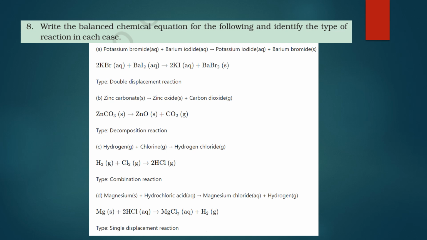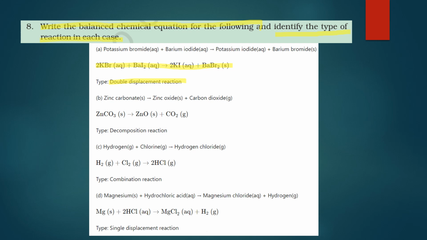So again, this is a similar type of question. Write the balanced chemical equation for the following. An additional question is you have to identify the type of the reaction in each case. So this is an additional one. Let's see. Suppose we have this particular equation. We see that potassium is being displaced by barium here and barium is being displaced by potassium here. So it is a double displacement reaction.